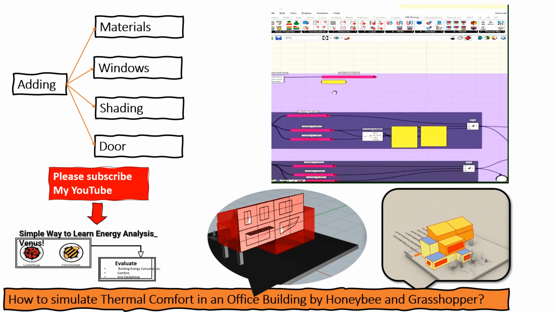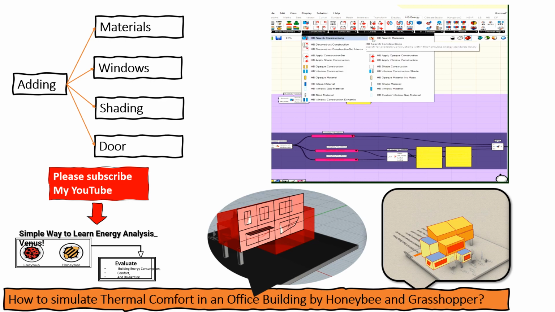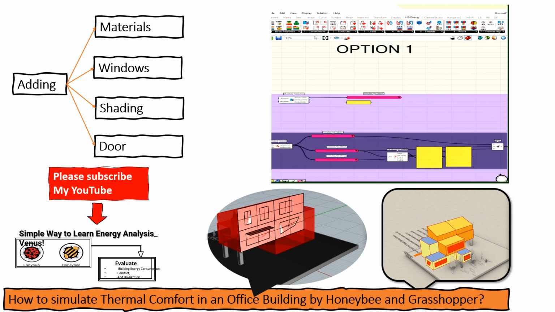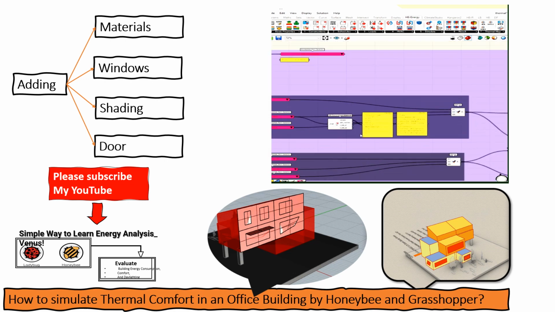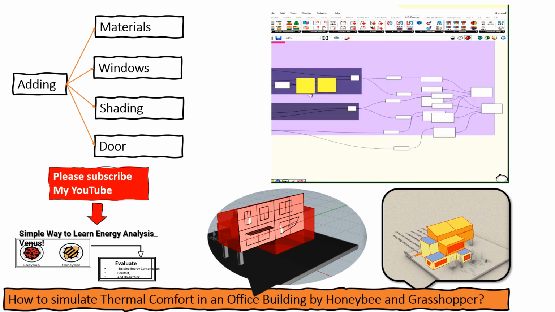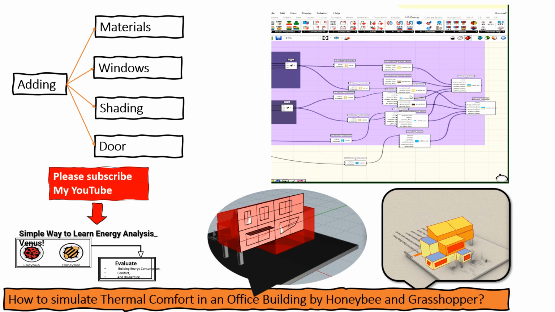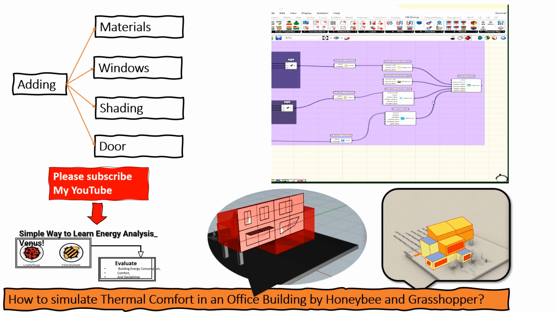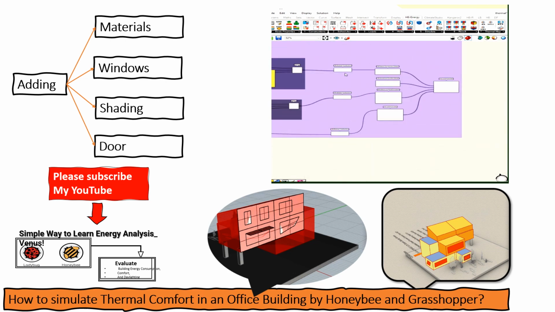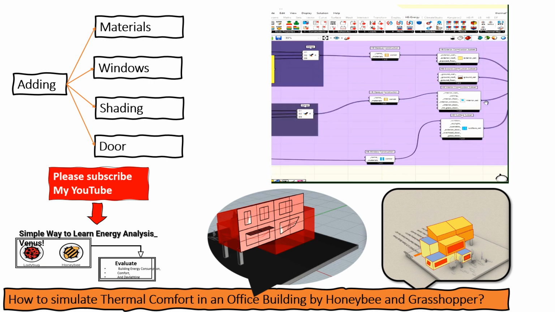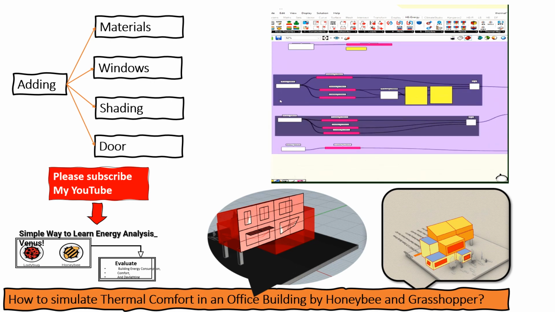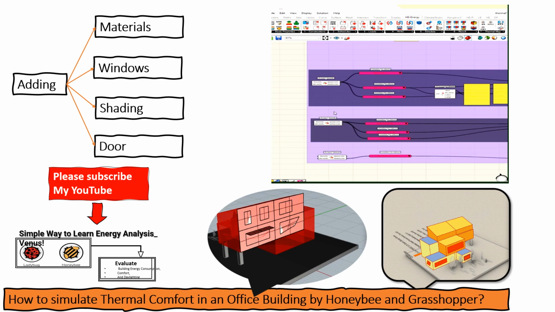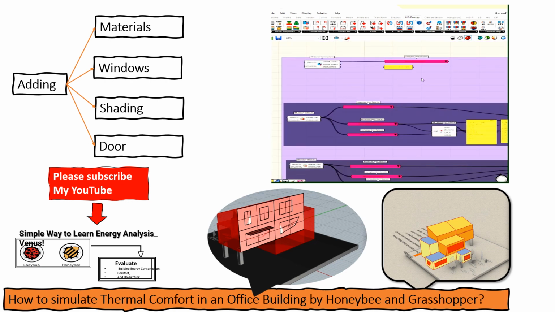For option 2, you can customize using the HB search construction and the Honeybee library, and you can customize each layer by using the Honeybee library. So let's organize this one. It's another way that you can use, and you need to use this component and add the customized layers of material.